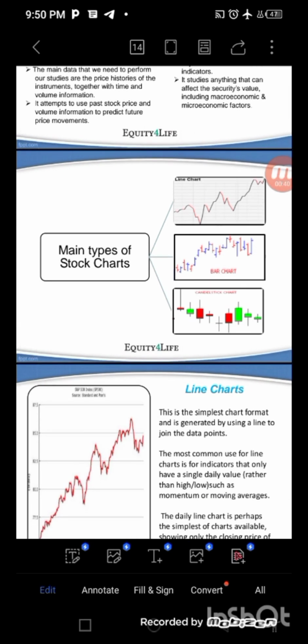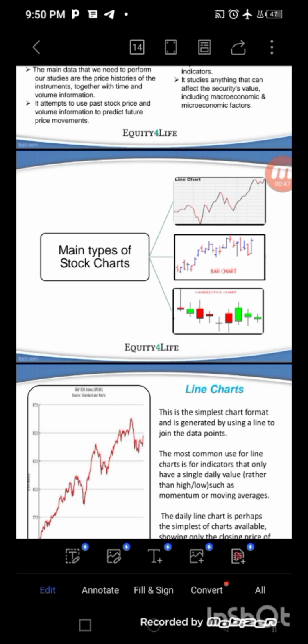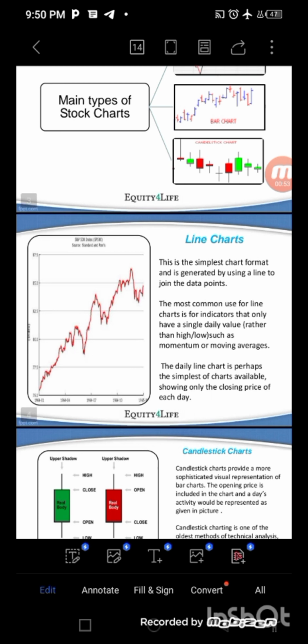Okay, we have the main types of stock chart. You can see we have the line chart, the bar chart, and the candlestick chart. So as forex traders, we use the candlestick chart to analyze the market. Okay, this is the line chart. Let's take them one after the other.